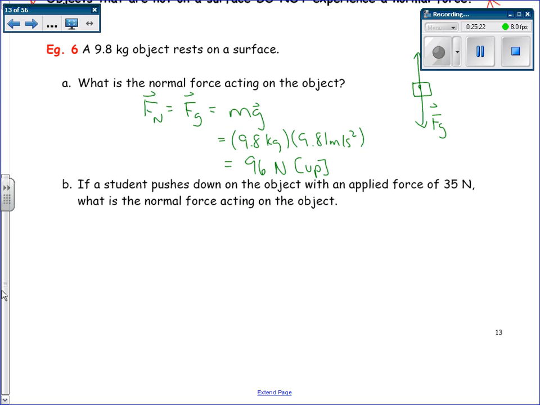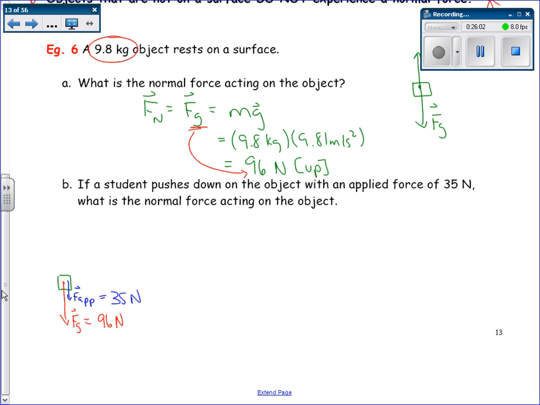If we change the situation a little bit, we still have the object sitting on the surface, okay? And it has a force of gravity acting down on it. That force of gravity hasn't changed, right? The force of gravity is a constant based on the mass of the object, as long as the object is still within the vicinity of Earth. So this is still 96 newtons. But now we've also got an applied force. We're pushing down on the object and applying a force, F applied, equal to 35 newtons.